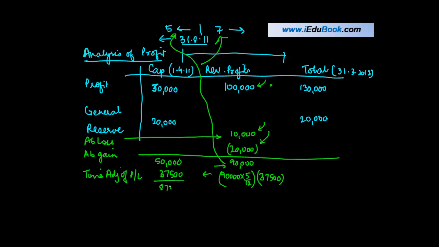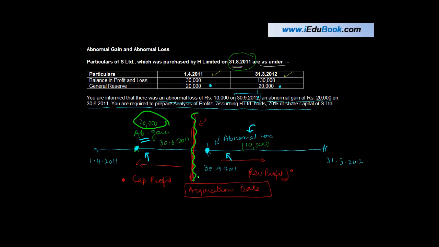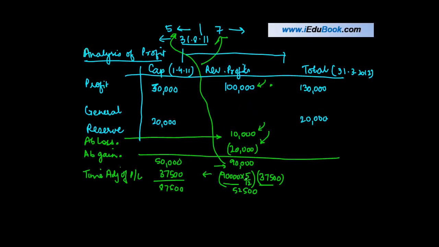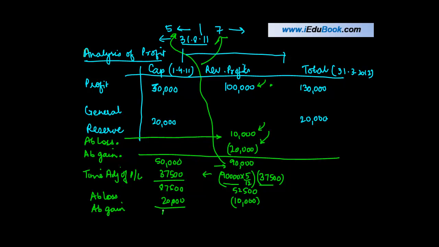This gets reduced from here and added here. So what do I get here? I get 87,500. And here 90 minus 37 will give you 52,500. After doing the time adjustment, we now need to provide for abnormal loss and abnormal gain. The beauty of this diagram is that you can very easily see which period these belong to. So abnormal loss, where is it falling? It is falling on the right side of the red line, which represents the acquisition date, or the post-acquisition profits. So we will reduce 10,000, the abnormal loss, from the post-acquisition period. Abnormal gain, again, where does it lie? It lies on the left side, which means it is pre-acquisition profit. Left is pre, right is post. So add 20,000 here. You get 107,500 here, and you get 42,500 here.